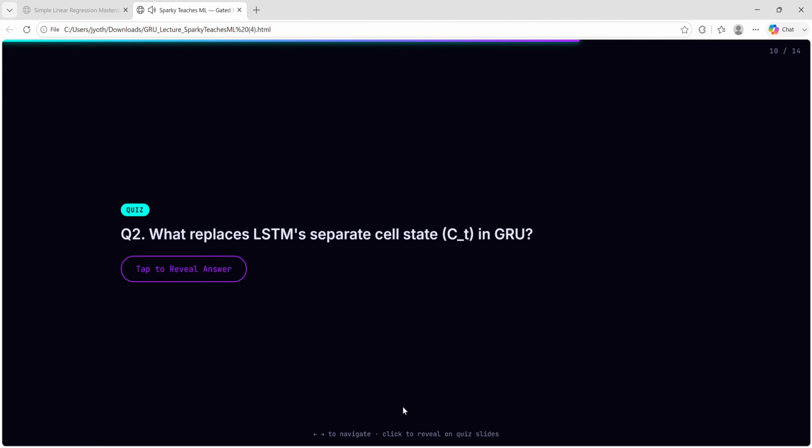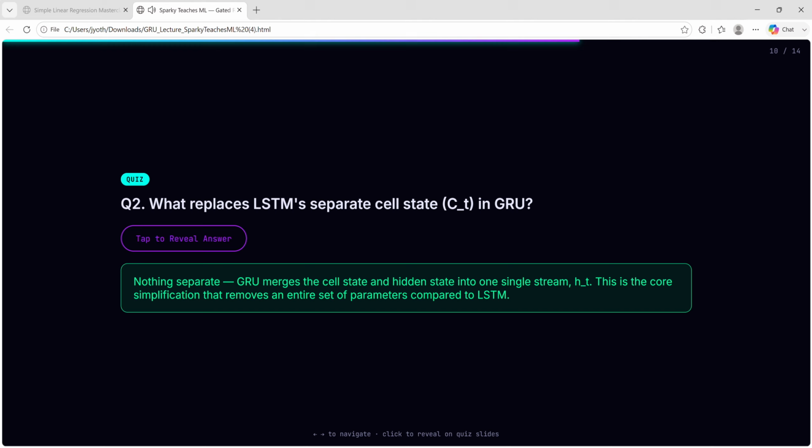Question 2. What replaces LSTM's separate cell state, Ct, in GRU? Tap to reveal. The answer, nothing separate. GRU merges the cell state and the hidden state into one single stream, ht. This is the core simplification that removes an entire set of parameters compared to LSTM.